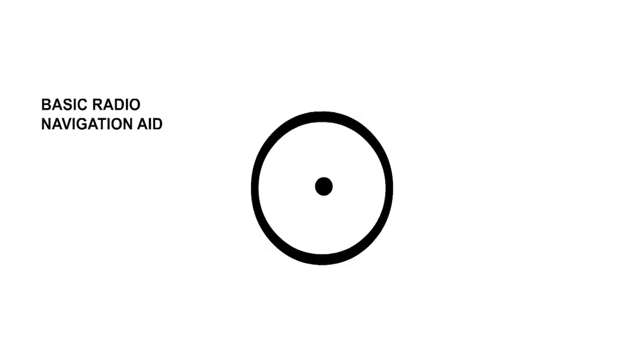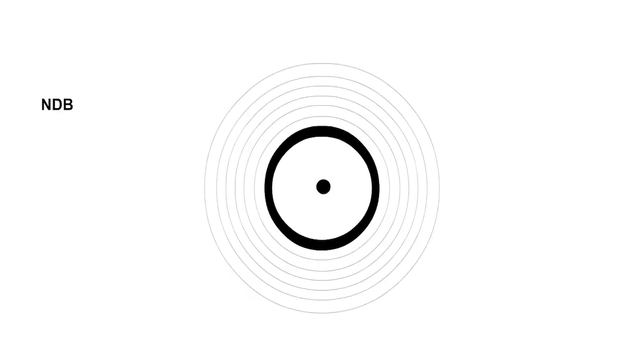Now for navigation aids. The general symbol for any basic radio navigation aid is a circle with a dot in the middle. This could be a low-power non-directional beacon, or NDB, or it might be a VHF direction finder, usually called a VDF. However, NDB symbols usually have faint concentric rings around them.